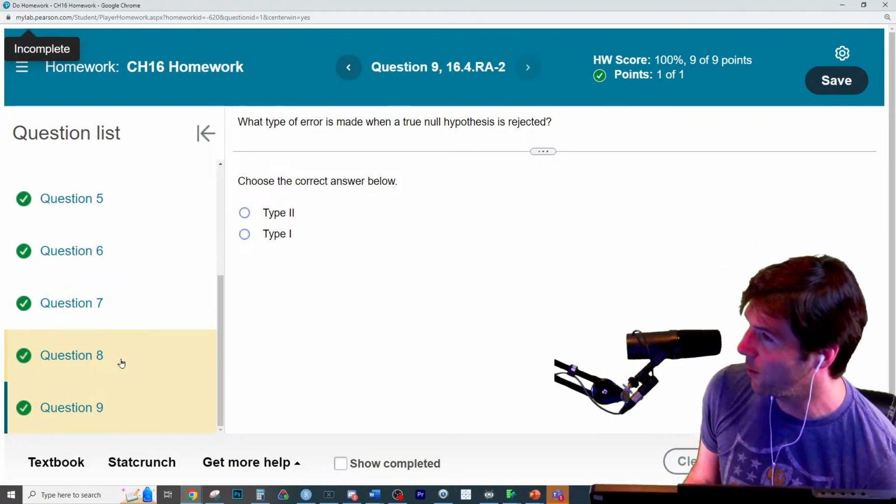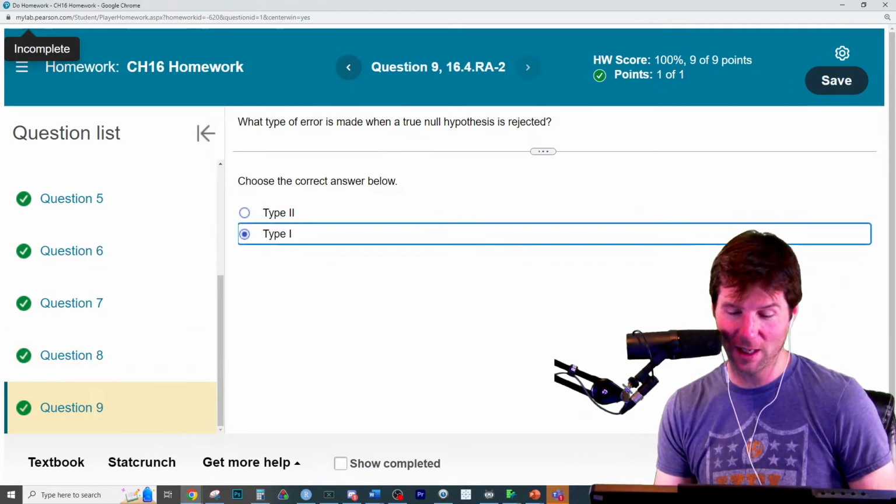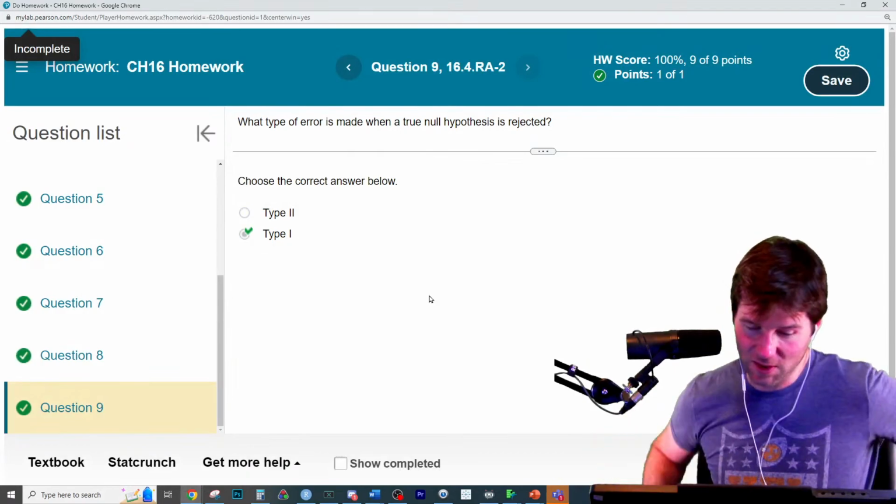But great work. Type 1 error rate. Oh yeah, yep. What type of error is made when a true null is rejected? Type 1 error.